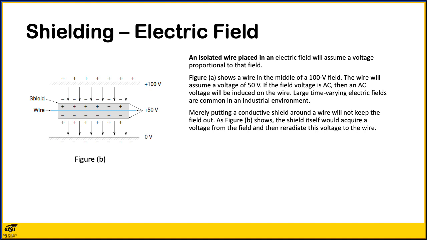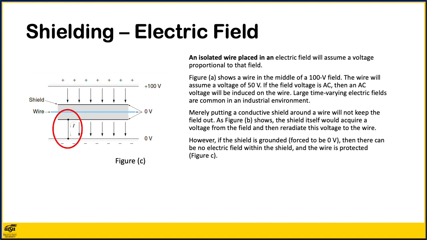Merely putting a conductive shield around a wire will not keep the field out. As Figure B shows, the shield itself would acquire a voltage from the field and then re-radiate this voltage to the wire. However, if the shield is grounded, forced to be 0 volts, then there can be no electric field within the shield, and the wire is protected in Figure C.